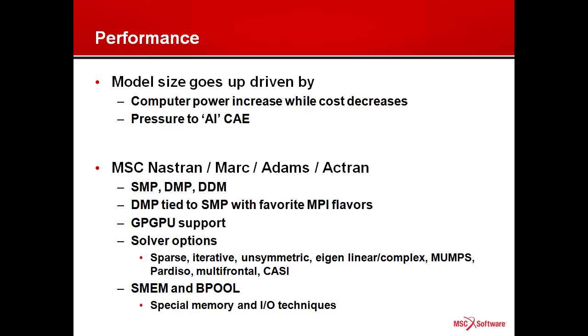So performance. Model sizes go up. That's just a natural. Computer power increases while cost decreases. I recently heard that back in the day, a Cray C90 was leased at $1 million a month. Now your laptop, the one that I'm working on, probably $2,000, $2,500. And comparably, I can solve the same model sizes on my laptop as that C90. So there's this big difference in the hardware cost, how it's come down.